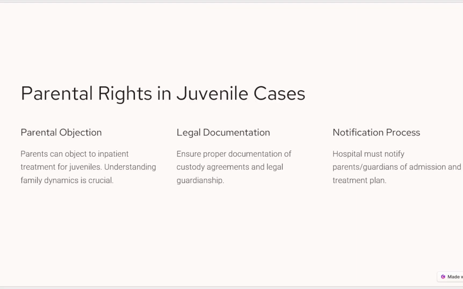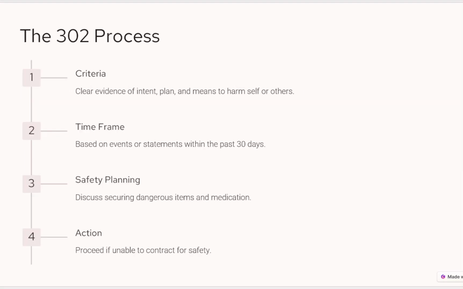Once the necessary information is obtained, if the juvenile is voluntarily admitted, the parents or guardians must be notified by the hospital. This notification should include details about the admission and the proposed treatment plan. While parents or guardians have the right to object to inpatient treatment, they must do so through a court hearing, and that must be scheduled within 72 hours. During this hearing, they can formally object to the treatment plan, and it is important to note that a parent cannot simply remove a child from treatment, especially when it pertains to ensuring the child's safety.